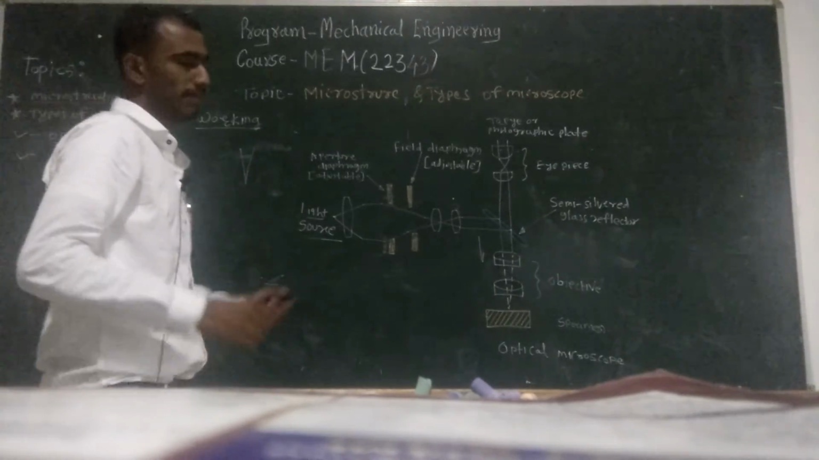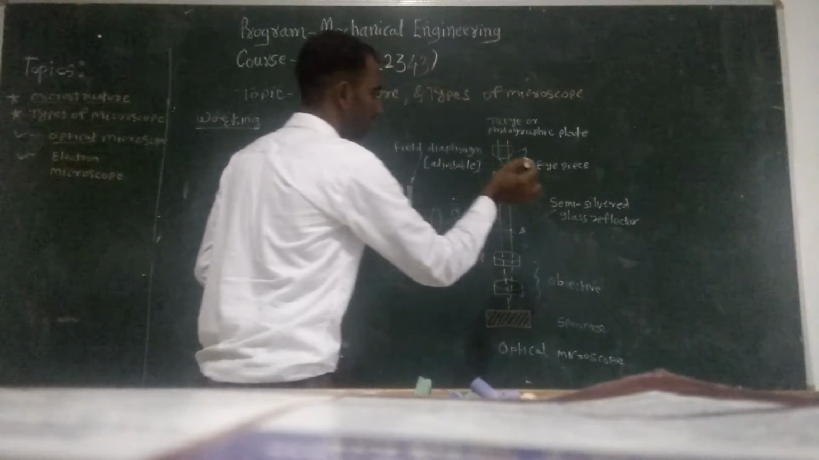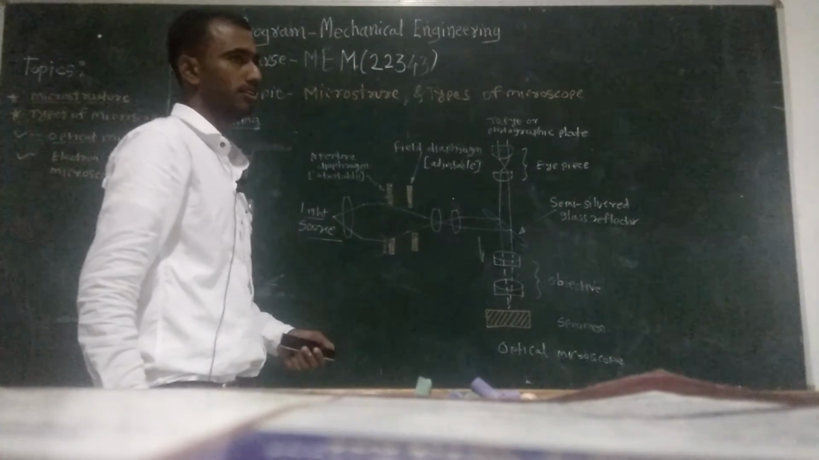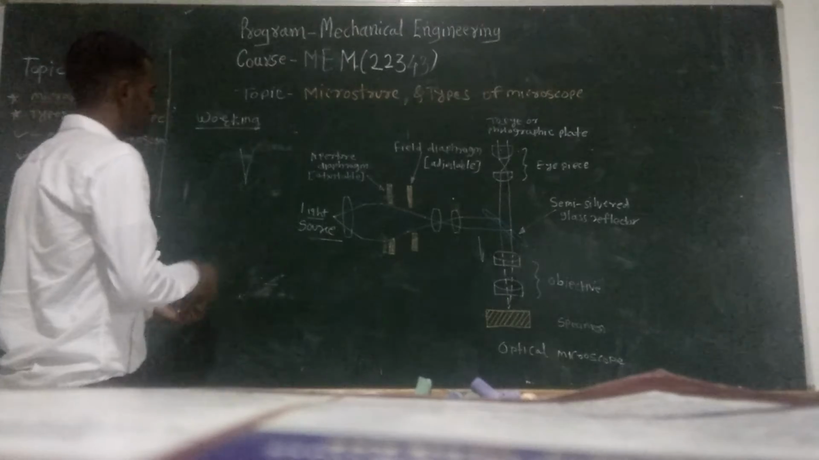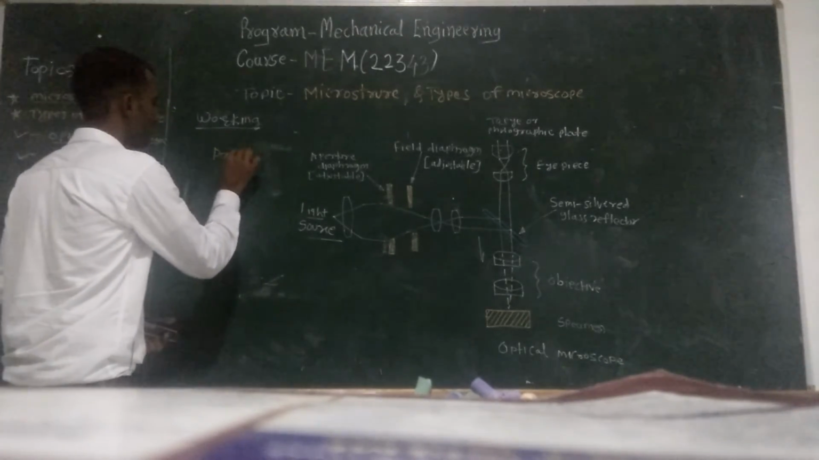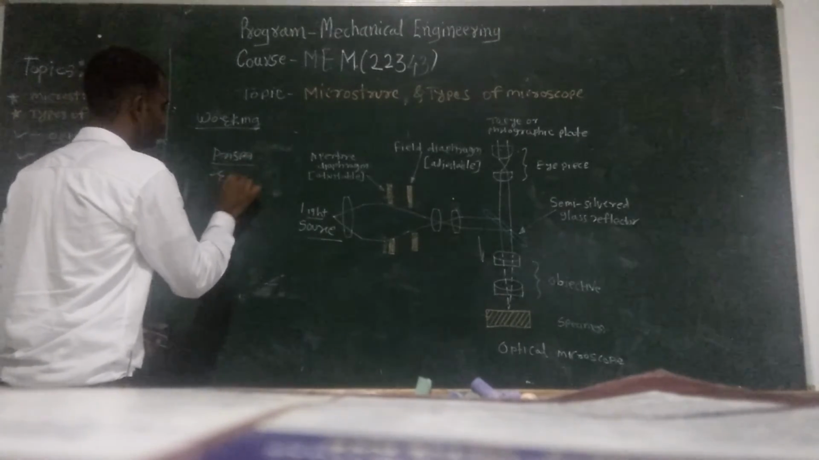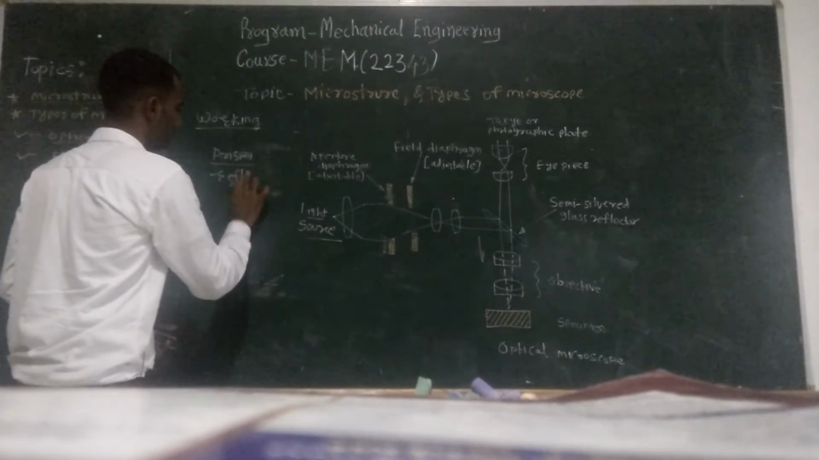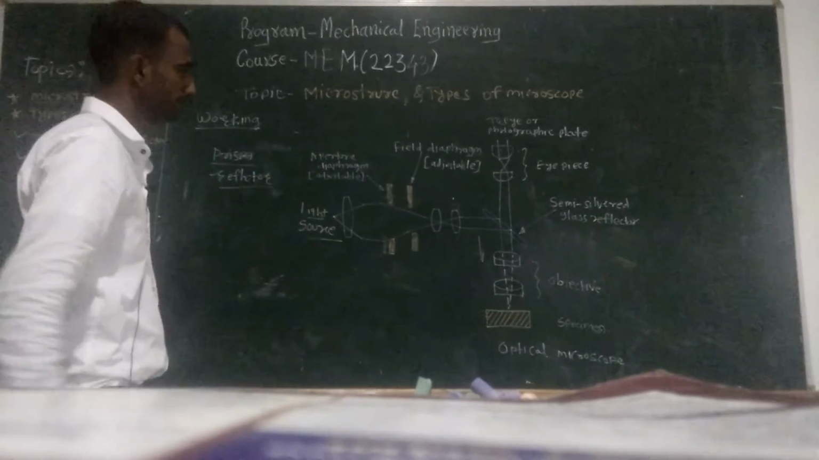In some microscopes, instead of the semi-silver glass reflector, there is another arrangement, that is a prism reflector. Meaning in some microscopes, a prism reflector is used instead of the semi-silver glass plate.